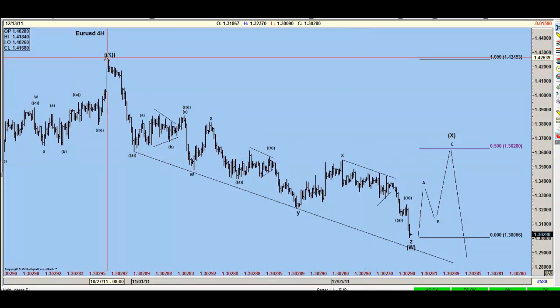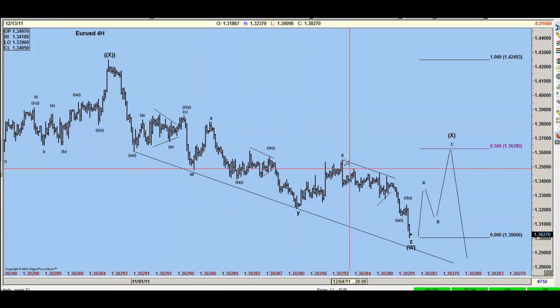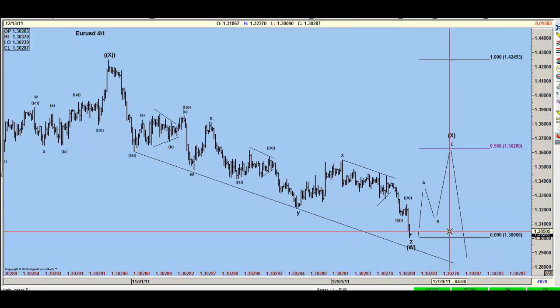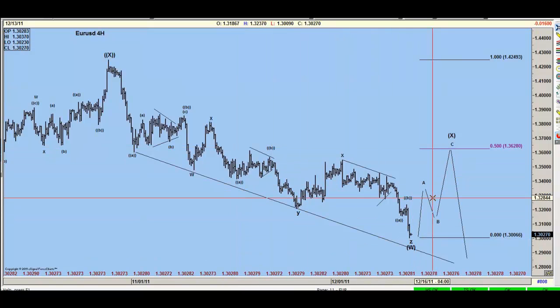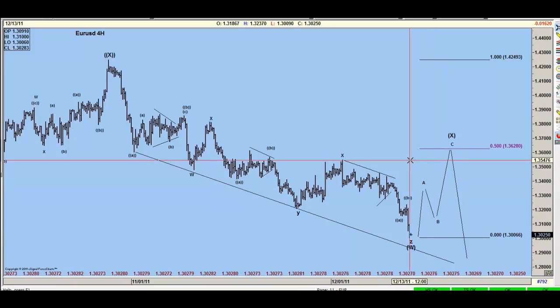The first thing that we need to do is count the number of swings: 1, 2, 3, 4, 5, 6, 7, 8, 9, 10, and 11 swings. An 11-swing structure is corrective by nature, so technically speaking, the euro is in a corrective structure. It's very hard to count this structure as an impulse.